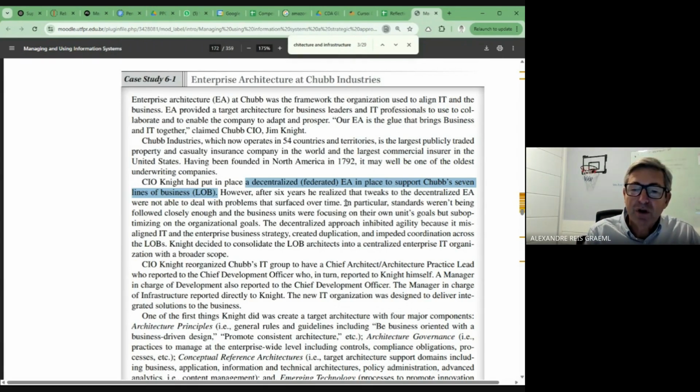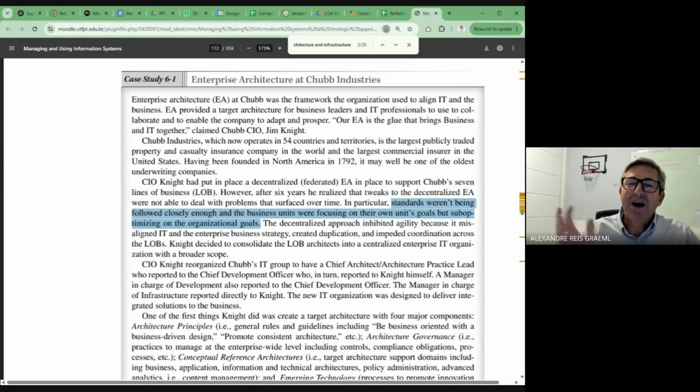One thing that he thought was particularly important was establishing these standards, right? Because standards were not being followed closely enough, and business units were focusing on their own units' goals, but sub-optimizing the organizational goals. Maybe this would be a problem similar to what Walmart would have if they had a decentralized way of deciding on stocks, and that Miami guy who wanted to have the insect repellents was deciding on his own.